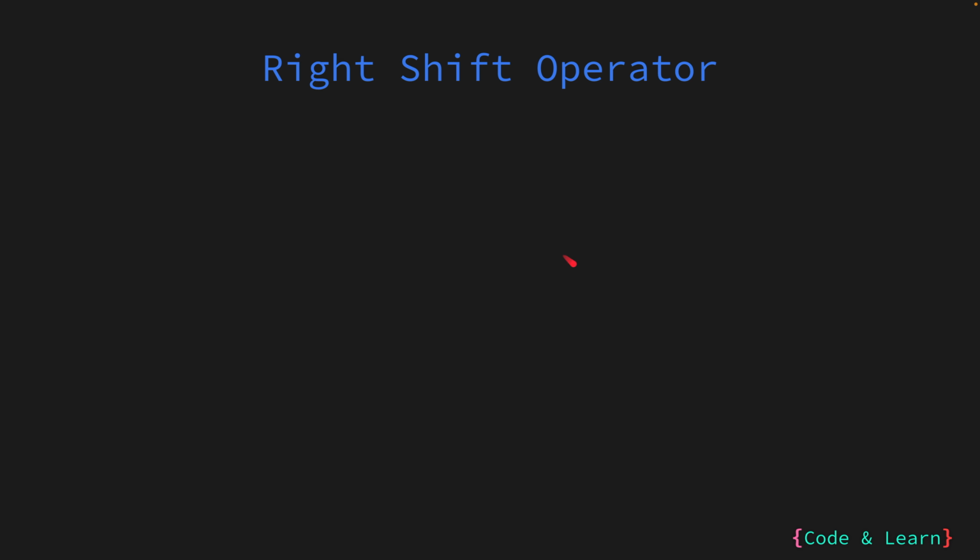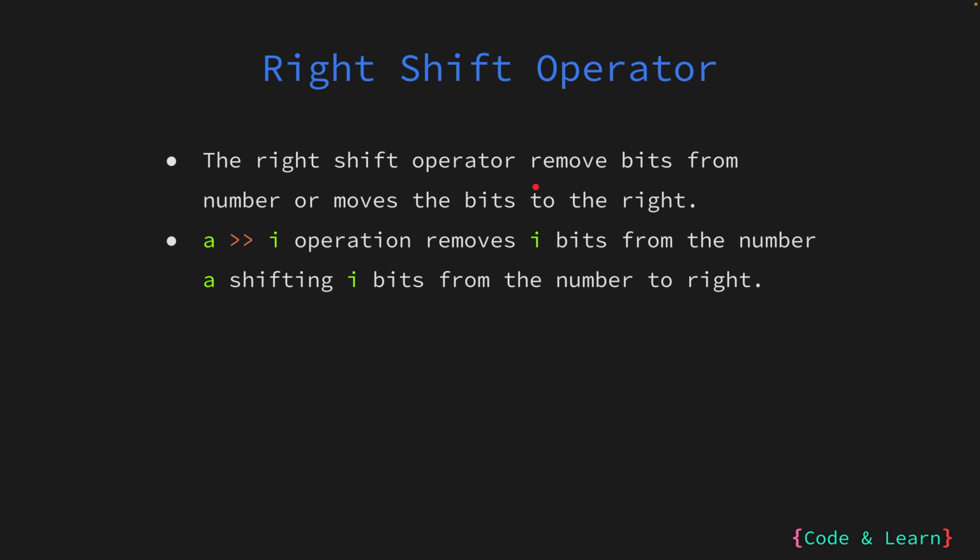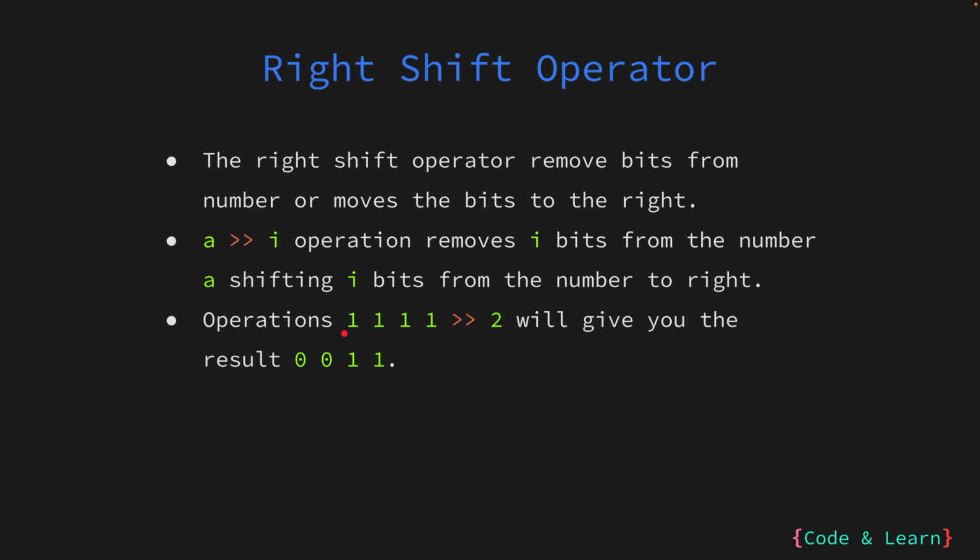Let's look at the right shift operator. The right shift operator in Go is used to remove bits from the number. When performing the operation A right shift I, it removes I bits from the number A. Consider this example here. We have the number 15 represented by binary 1111 and we are shifting it towards the right by 2 bits. This operation will give you 0011, which means we have effectively removed the 2 bits from the end. The result of this operation is 11 as the 2 rightmost bits are removed from the original number. So after right shifting by 2 positions, the result is binary 11.